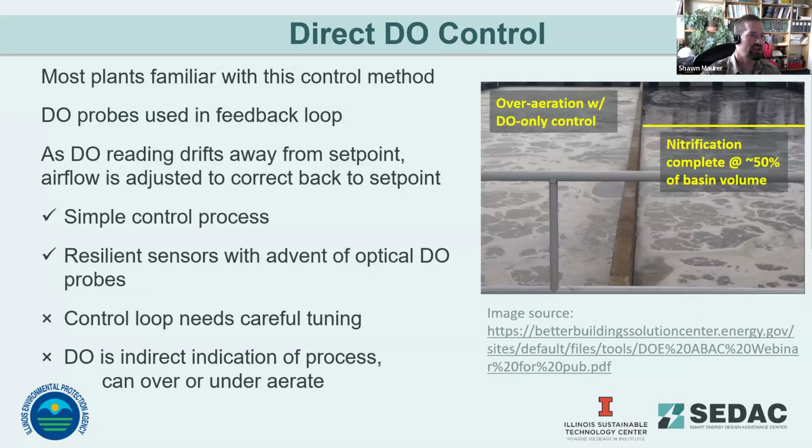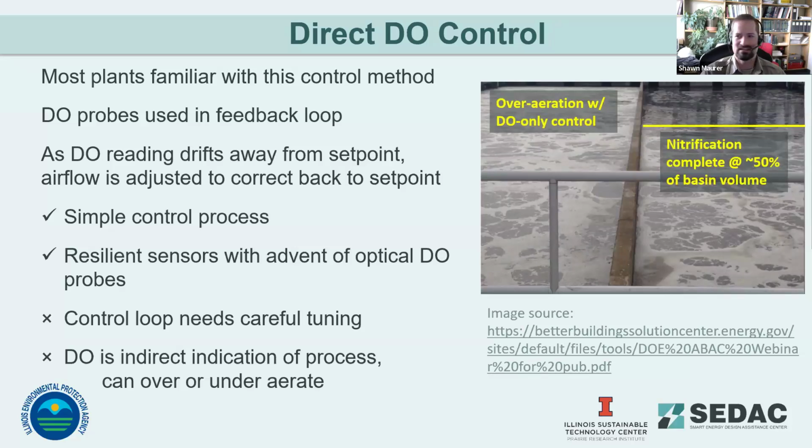Some of the aeration control strategies. Again, we talked earlier about direct DO control. Most plants are familiar with it. The DO probe's using a feedback loop. So you're just reading how much residual oxygen's in the water and trying to minimize that residual leaving the aeration process, which is an indication that the oxygen has been used up by the microbes for their purposes. It's a simple process control, pretty resilient sensors with optical DO probes.